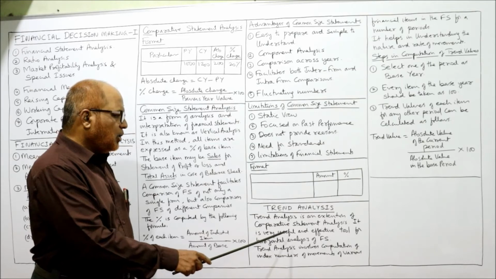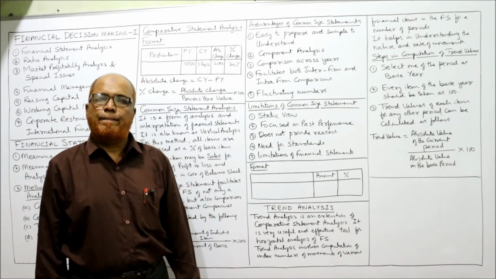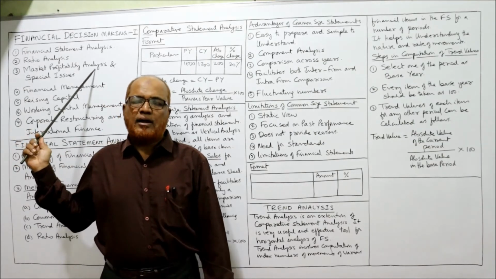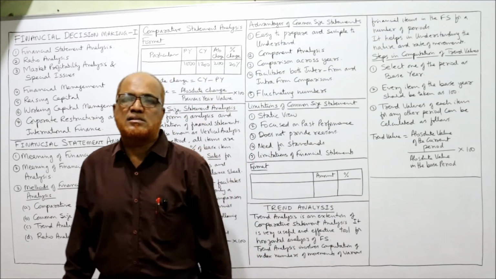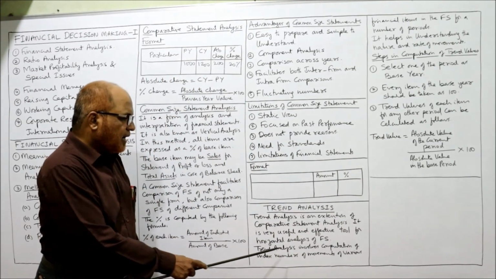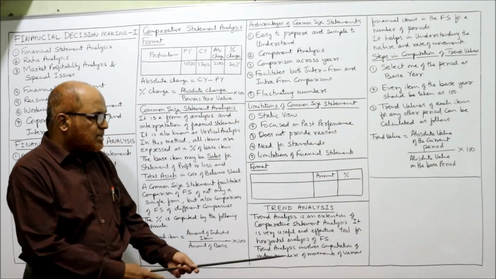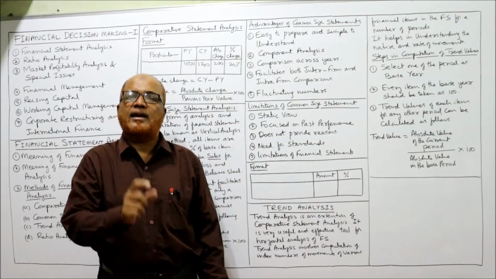It is a very useful and effective tool for horizontal analysis of financial statements. Just like comparative, comparative is horizontal, common size is vertical analysis. So trend analysis is also horizontal analysis. Trend analysis involves computation of index numbers of the movement of various financial items. Index numbers we are calculating.